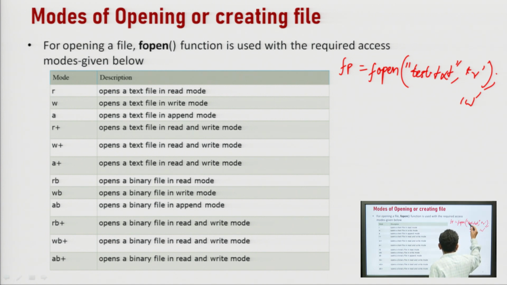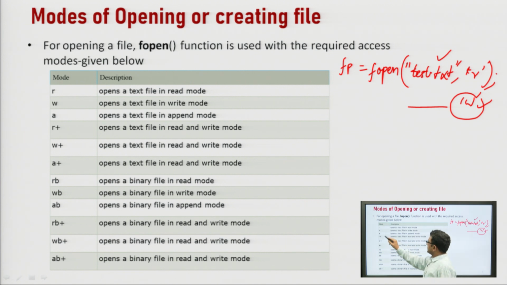The difference between these two is that if this file test.txt does not exist, in case of w it will try to automatically create this file test.txt, while in case of r it will return null, but in case of w it will try to create this particular named file on the local disk.